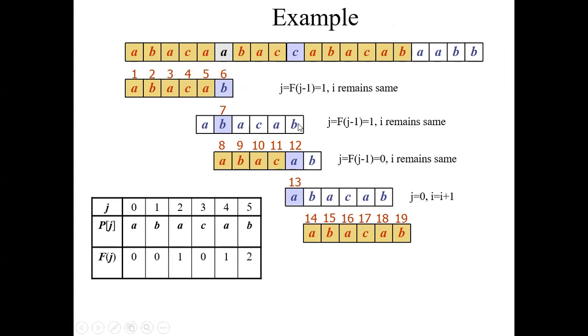Till there it is fine. We can check for 2 iterations. And we were checking the failure function for a different pattern. This is a different pattern, please note. So for this pattern, again the failure function table has been given to you as 0 0 1 0 1 2.